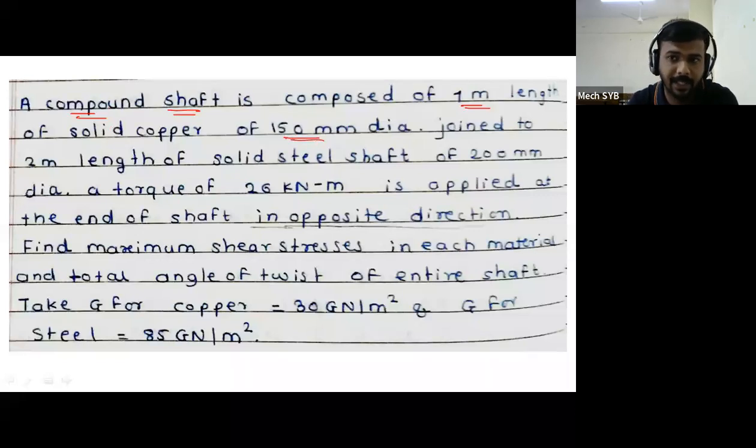That means, which is one shaft in the compound shaft? Solid copper, of copper material, whose length is 1 meter and diameter is 150 mm. It is joined to a 2 meter length solid steel shaft; both shafts are solid. This copper shaft is joined to a 2 meter length of solid steel shaft. What is the material of the second shaft? Steel, its length is 2 meters and diameter 200 mm. A torque of 26 kilonewton meter is applied at the end of the shafts in opposite directions.